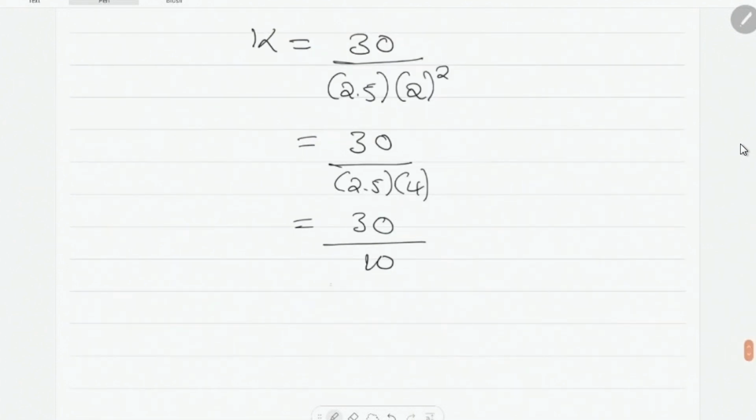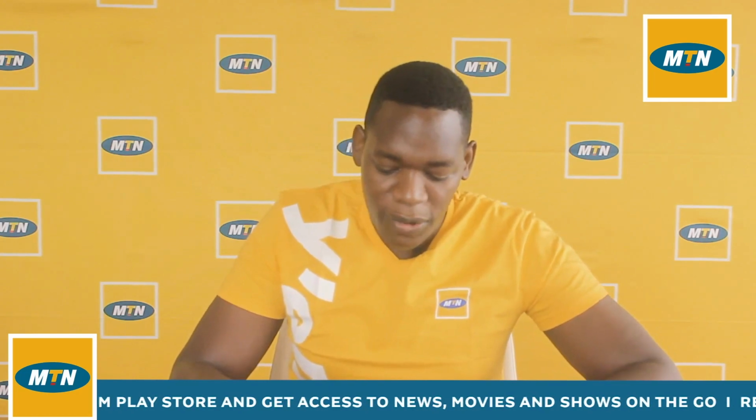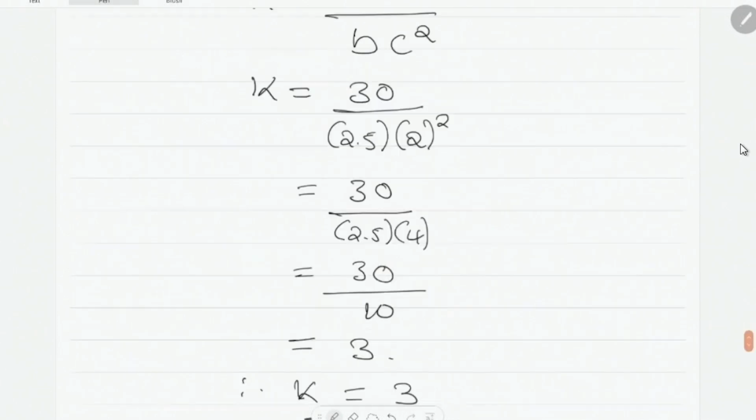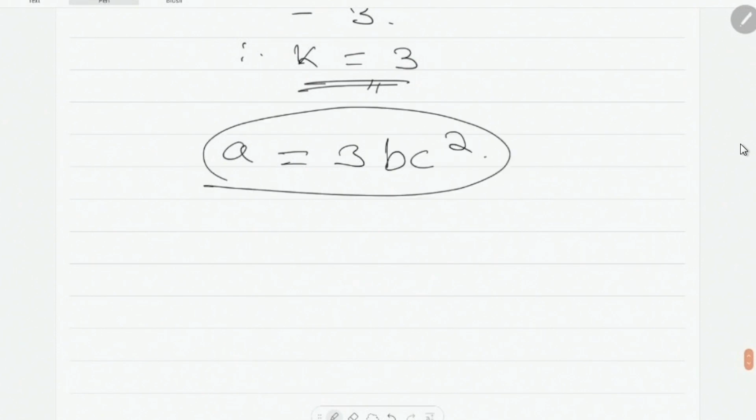And then 10 into 30, that is 3. Therefore, the constant of variation or constant of proportionality there is equal to 3. So K is equal to 3. So now that we have the value of K, which is part A, I can now rewrite equation 1, substituting the value of K with 3, and therefore the equation connecting A, B, and C will be A is equal to 3B C squared. So I'll be using this equation to solve the rest of the questions.